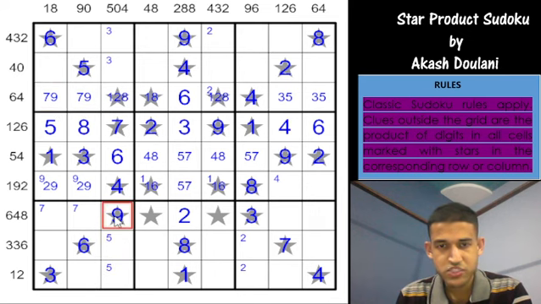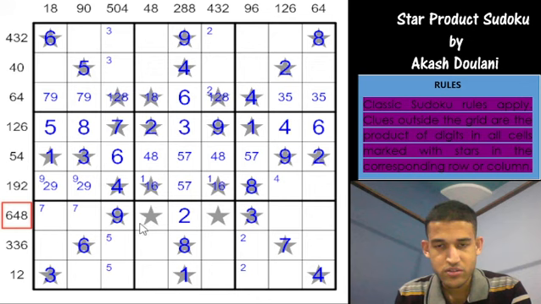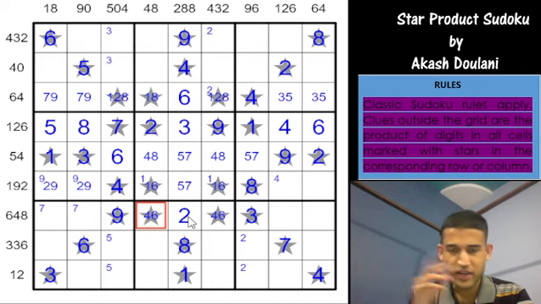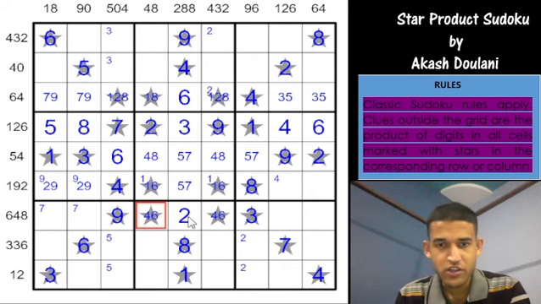3 multiplied by 9 is 27, and 648 divided by 27 is 24. That can be written only as 4 into 6, right? 648 by 27, if you work it out mentally, I'm sure you can do it faster on paper. So you'll get 24 as the product of these two cells, and that can only be 4 and 6, no other way.